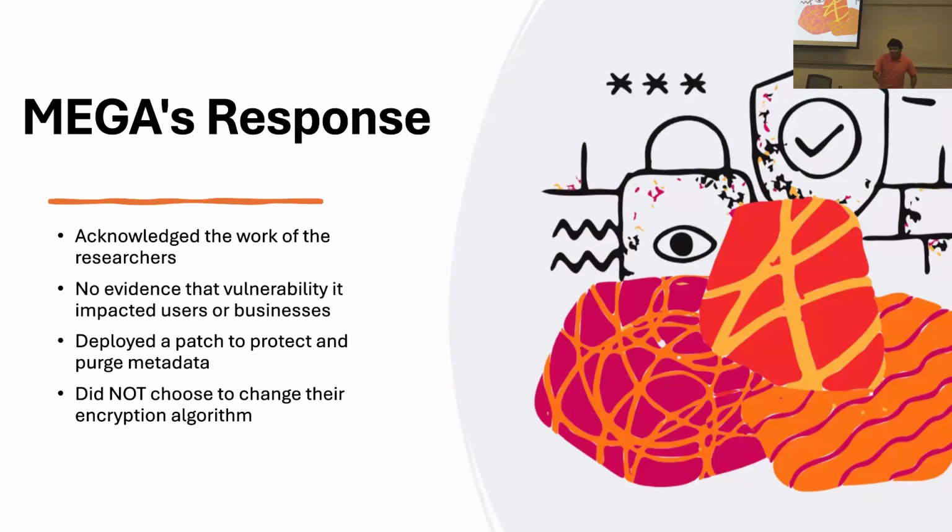Now, you'd think that they'd change their encryption algorithm, because the reason they had this problem is that they were using an outdated RSA algorithm. You would think they changed the encryption algorithm, but no. Instead, they deployed a patch to purge the metadata. There's actually a button in Mega, if you know it, where you can purge the metadata from all your past logins. That's what they deployed. They did not change the encryption algorithm, and here's why.